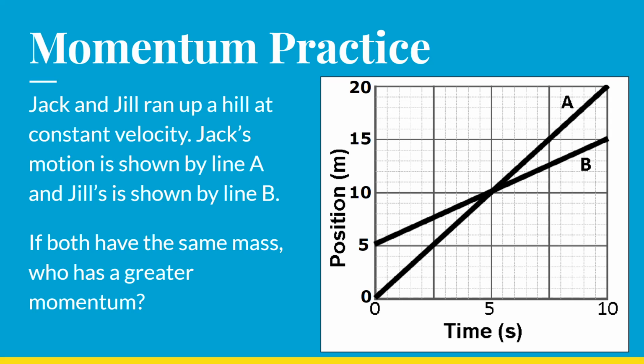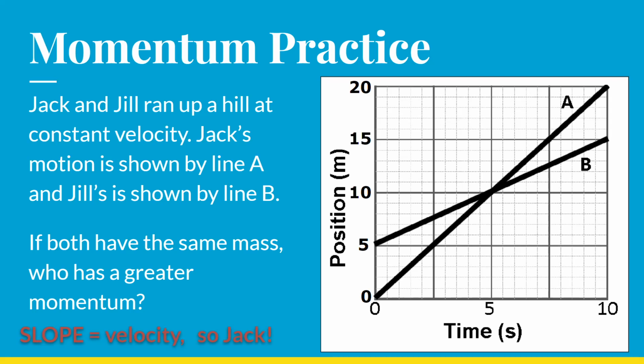So which one has a greater velocity, A or B? I heard somebody say it a second ago. Which one's faster, A or B? Okay, how do we know A is faster? Steeper slope. That's all we're looking for here. Now if I wanted to calculate it, I would need to get the value of the slope and I would need to know the mass. I could ask you to do that, so just be prepared. But the steeper line here is going to represent the faster velocity. Therefore, line A, which is Jack, would have a greater momentum.